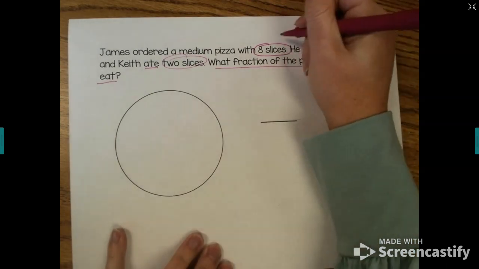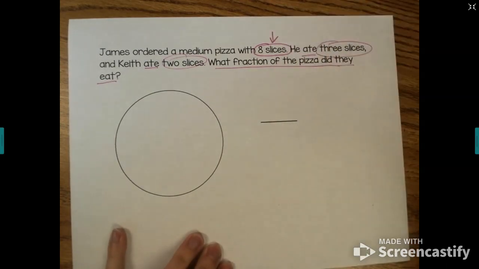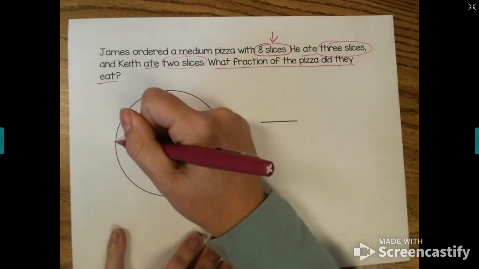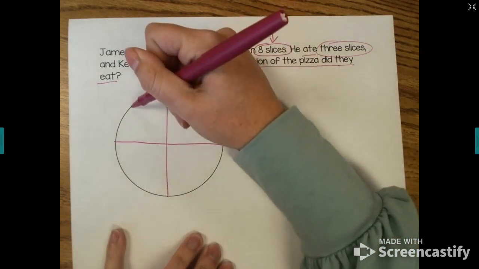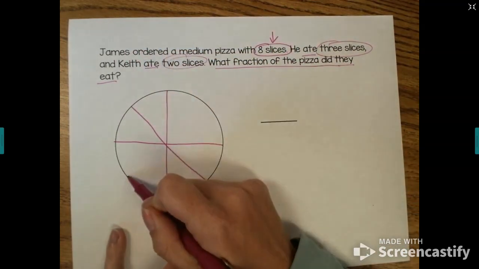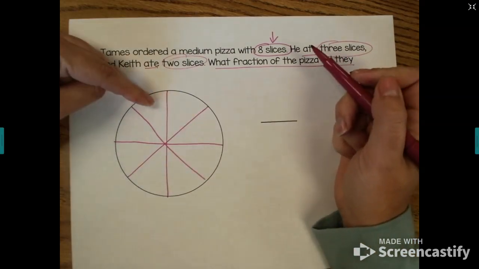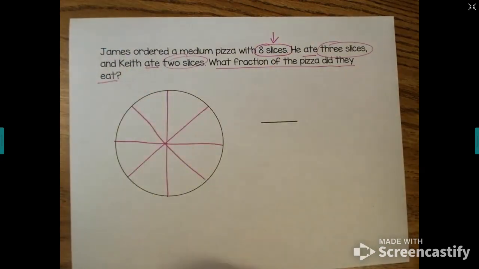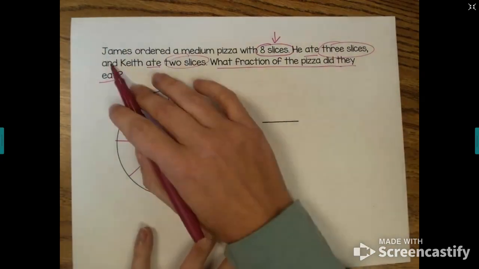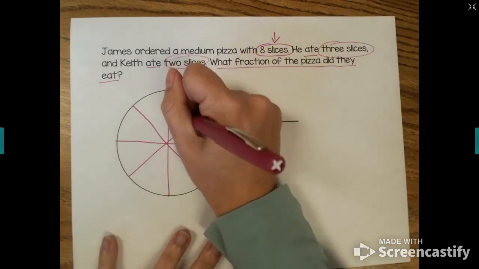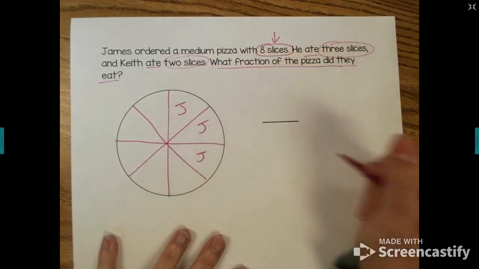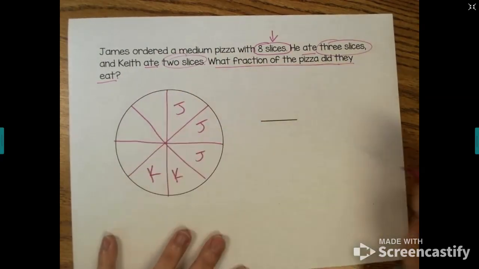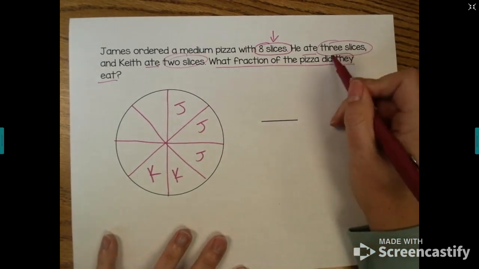So I know I need to partition this into 8 slices. I'm going to do down the middle. And I'm going to cut those down the middle. And then always count to make sure you have 8. 1, 2, 3, 4, 5, 6, 7, 8. Okay? We know that James ate 3. So I'm going to do James ate 3 pieces. And Keith ate 2 pieces. What fraction of the pizza did they eat?